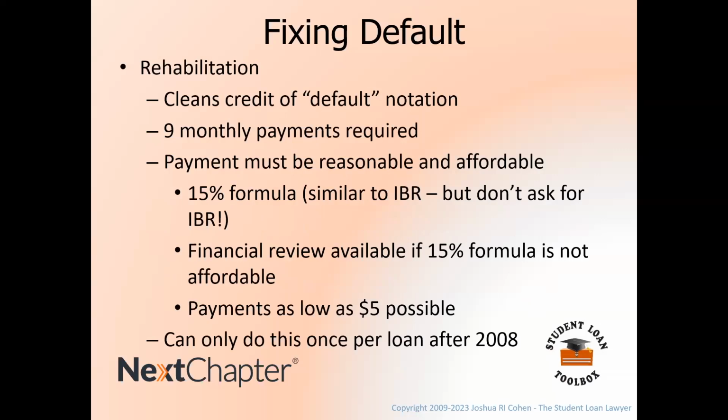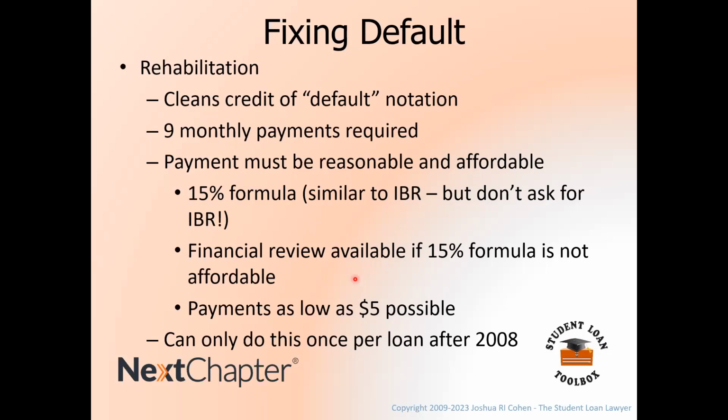Or you can do something called rehabilitation. Don't even worry about this because this isn't even going to be available until July of 2024. You'll see why in a second. It takes the word default off a notation. It requires 9 months of payments within 10 months. They get a 15% formula for the repayment, which is similar to income-based repayment.